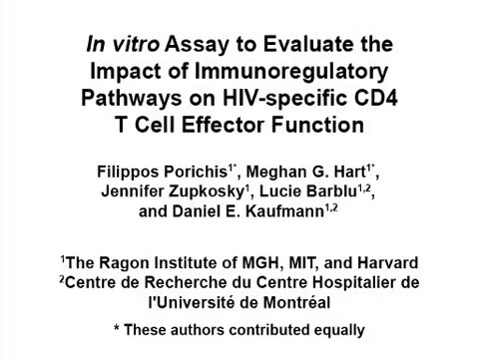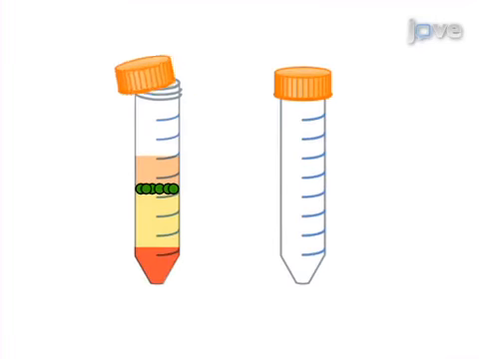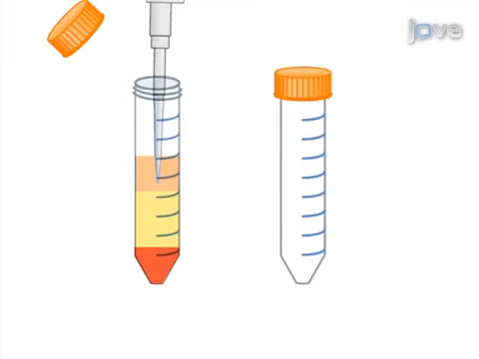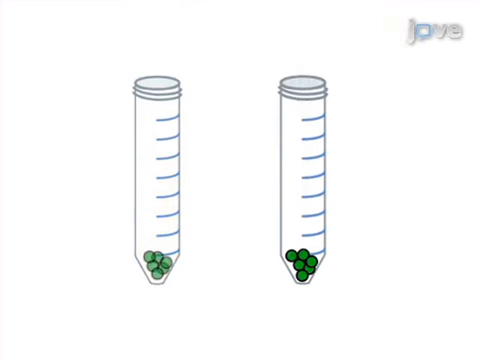The overall goal of this procedure is to analyze the cytokine secretion, transcription, and morphological impact of stimulated T cells. First, use a Ficoll gradient to isolate the peripheral CD8-depleted blood mononuclear cells from the HIV-infected individuals.